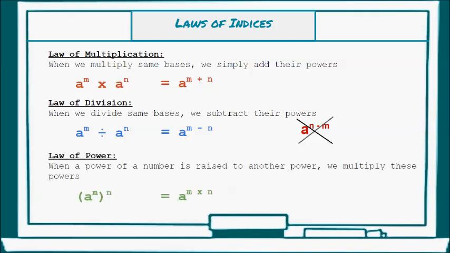Then we have the law of powers. In this case, we multiply powers, m and n.